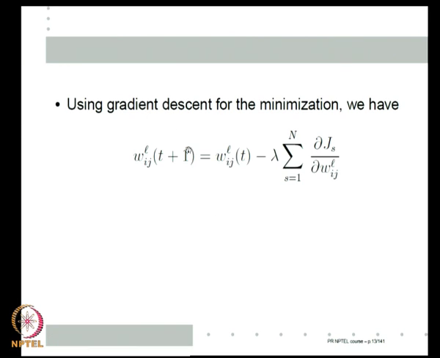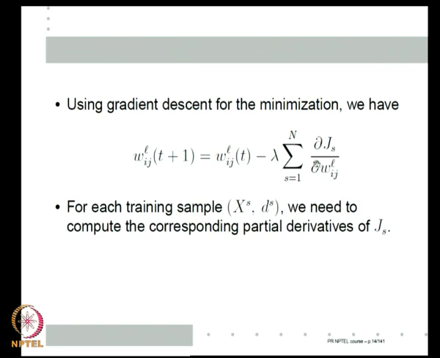For each i, j and l, w_ij^l(t+1) is w_ij^l(t) minus lambda times the derivative of capital J with respect to w_ij^l, which is the sum over s equal to 1 to n of the partial derivative of J_s with respect to w_ij^l. So, essentially for each training sample (x_s, d_s), we will compute the partial derivative of J_s with respect to w_ij^l. Once we do this, we can calculate this sum and hence implement the gradient descent. Then we can update all the weights.